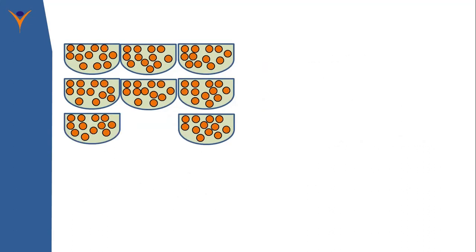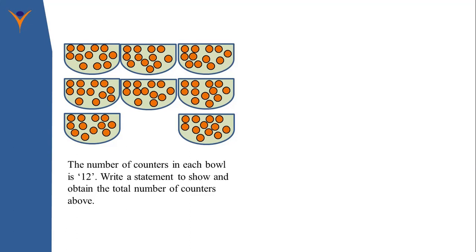Now look at this. We have here 8 bowls. The number of counters in each bowl is 12. Write a statement to show and obtain the total number of counters above. All right. So now we want to obtain the total number of counters. So we have information. It says the number of counters in each bowl is 12. How many bowls do we have? 8. Now we're looking for a statement that will obtain the total counters in all the bowls.